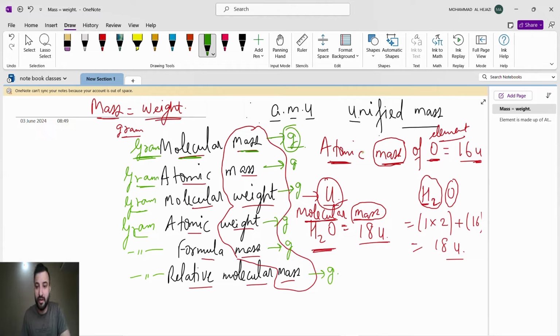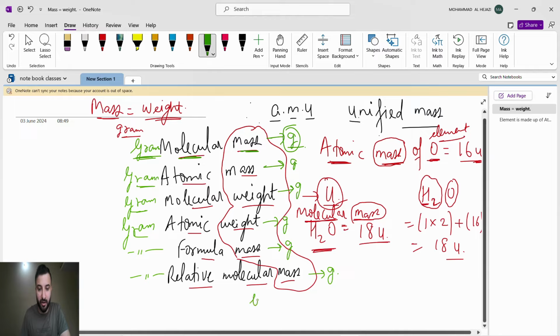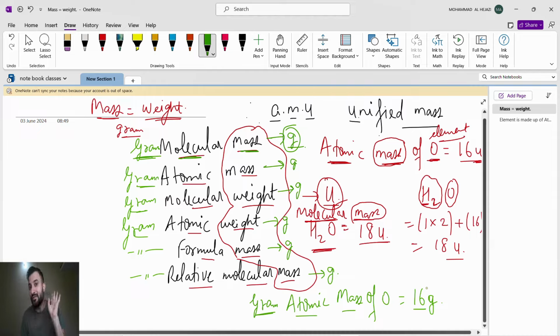See, here we have studied that the atomic mass of oxygen is 16. If I write gram atomic mass of oxygen, what is this? If the atomic mass of oxygen is 16 U, but if I put gram atomic mass, it means atomic mass is expressed in gram, so 16 gram. See, the magnitude, the quantity will remain the same. What will change? Only the unit will change.